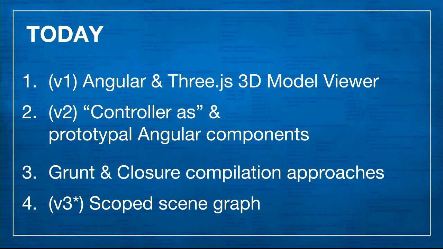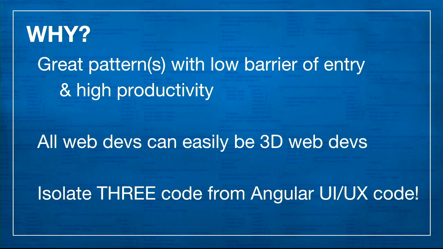So today, what are we going to talk about? Well, a couple patterns. The first one is how to integrate Angular and Three.js to make a model viewer. Secondly, we're going to do the same thing again, just a different way. And lastly, we're going to talk about grunt and compilation and closure compiler compilation approaches for both of these. Closure compiler, in case you don't know, is a compiler that's a Google project, and it's used very heavily. It does essentially type checking amongst many, many other wonderful things when you're compiling your code for production purposes.